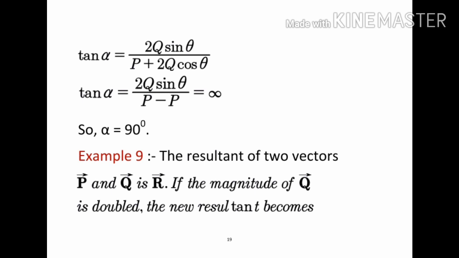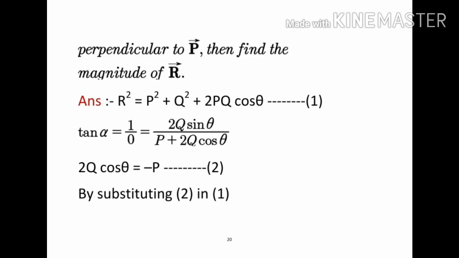Next one, example 9. The resultant of two vectors p bar and q bar is r bar. If the magnitude of q bar is doubled, the new resultant becomes perpendicular to p bar. Then find the magnitude of r bar. In this case also, the resultant is given as r and the vectors are taken as p bar and q bar. So by using the resultant formula, we can get r square is equal to p square plus q square plus 2pq cos theta.